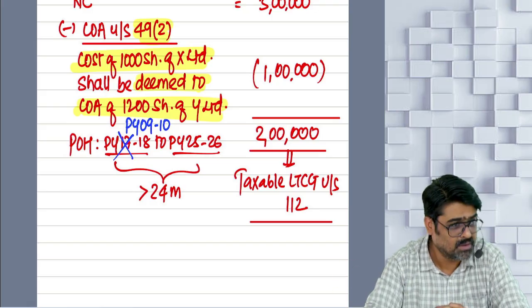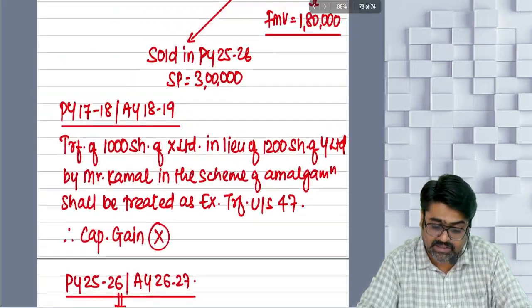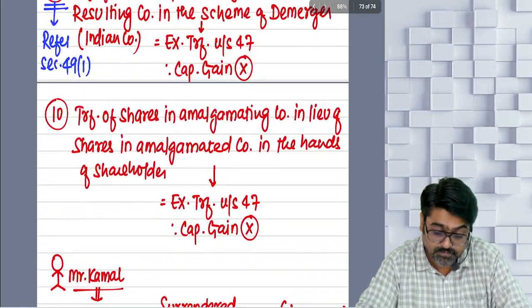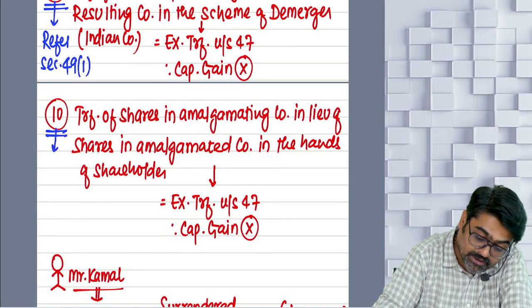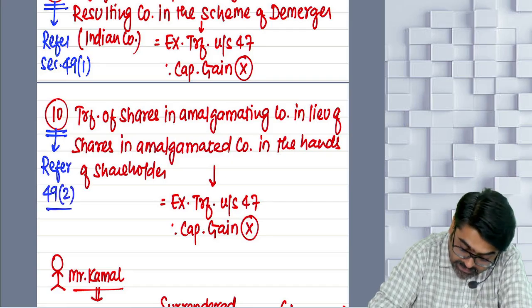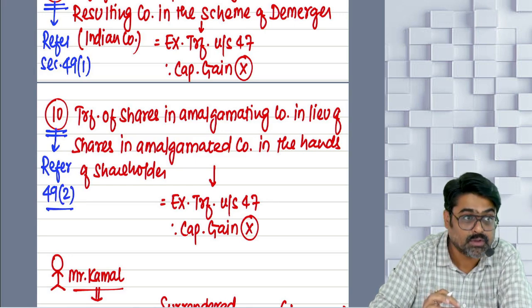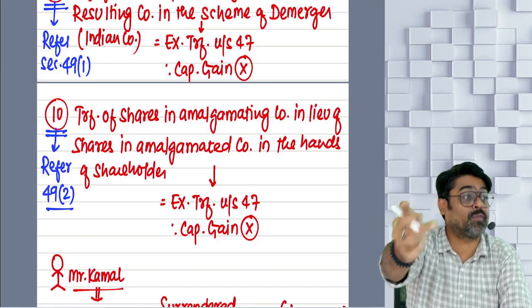Understood or not? Easy or difficult? Easy? Sure? Okay. So how many transactions we have completed, sir? 10 transactions. Sir, in this transaction, I have to refer one section. Refer which section? 49(2). And 49(2) will be applicable to the cost of new shares.